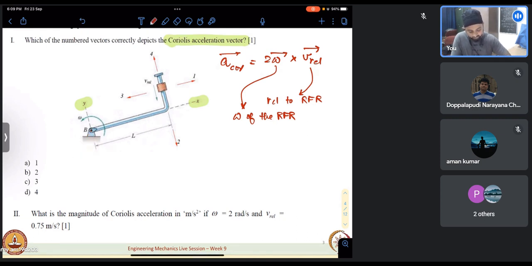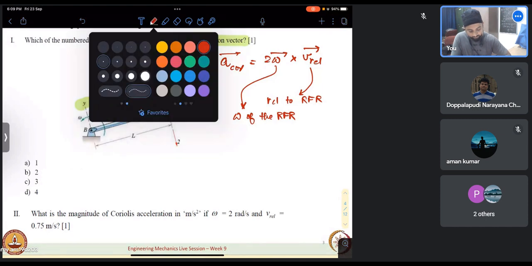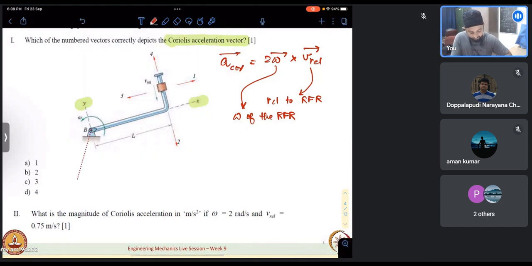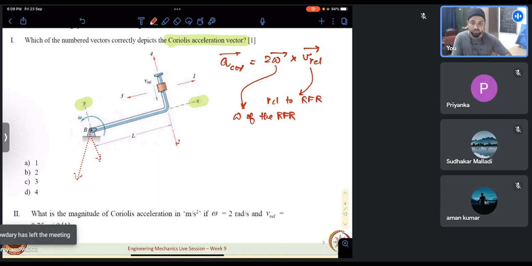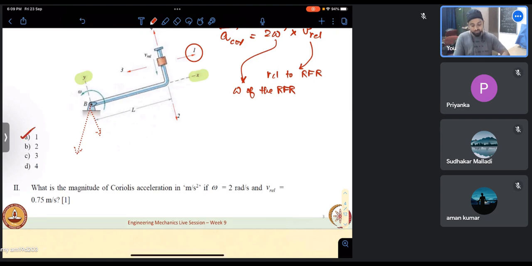Let me just draw it a little neatly. So I have that crossed with something that is going like this, parallel to VREL. So our actual Coriolis acceleration vector points in direction 1. So this is our correct direction.